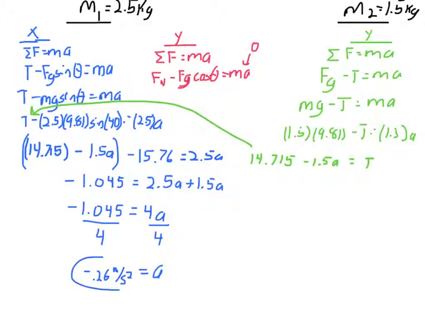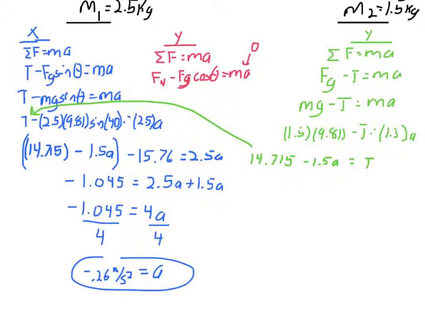Now some of you might be a little freaked out by this negative sign here. Don't be. Remember, I chose up the ramp, whenever the box was pulled up the ramp, to be positive. And what this negative sign tells me is I assumed that the box that was pulling straight down, M2, the 1.5 kilogram mass, was winning. That's why I chose that way to be positive. But in reality, it looks like it's losing, that it's actually being pulled up, and the 2.5 kilogram mass is actually sliding down the ramp.